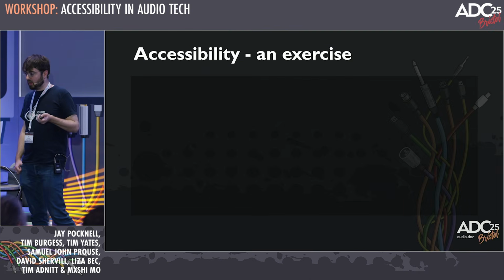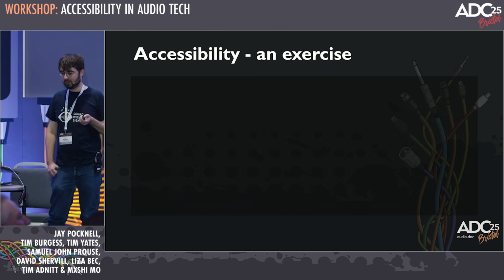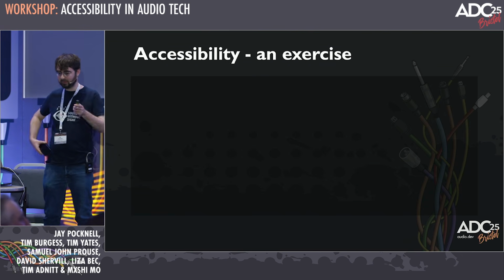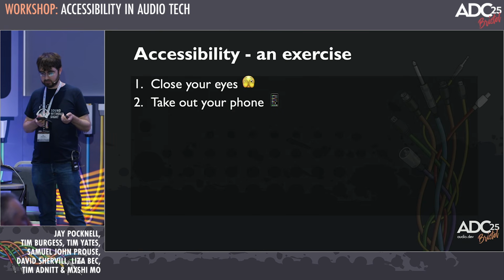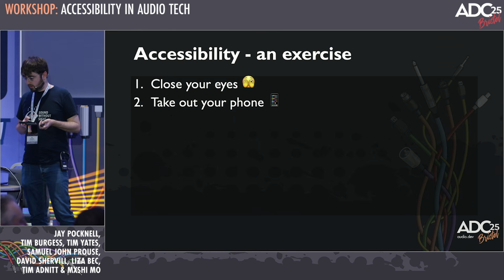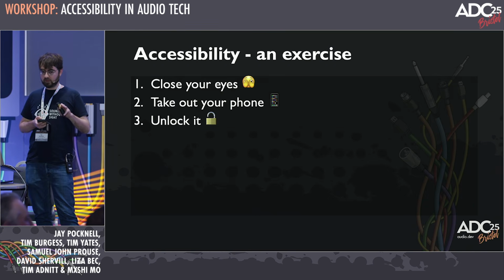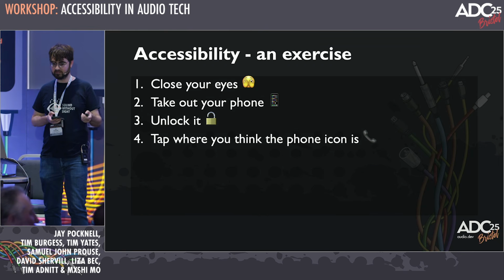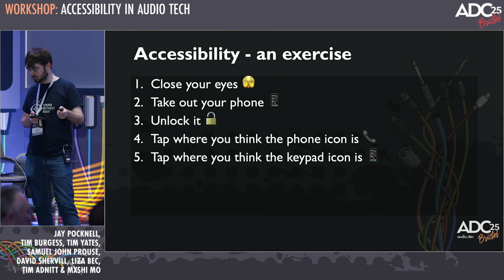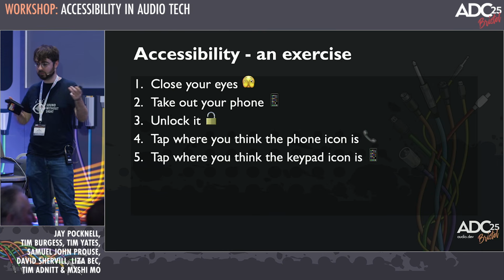I thought we would start with just a brief exercise, and I'm going to do it as well, don't worry, and it's not very long. Close your eyes and take out your phone. No one's going to steal it, don't worry. With your eyes closed, unlock it and tap where you think the phone icon is. And now tap where you think the keypad icon is if you wanted to ring someone.